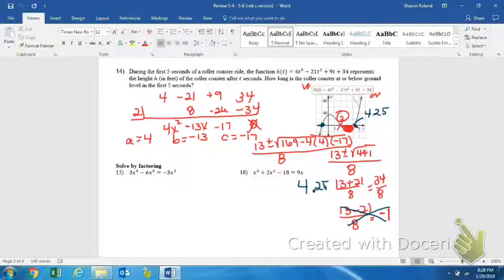Now let's go back and see if it answers the question. It says, how long is the roller coaster at or below ground level in the first 5 seconds? Well, it's below from here to here. So that's 4.25 minus 2. It's 2.25 seconds.